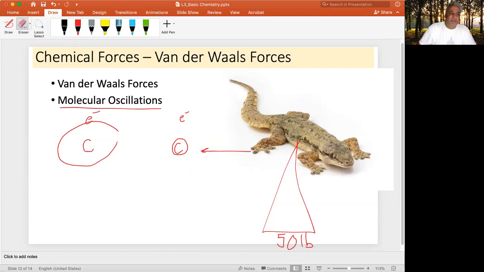But again, when the electrons move once more to their new positions, because they're in synchronization, when that one's facing that way, this electron from this carbon is facing that way. Now there's an attraction this way. And when the electrons go to 6 o'clock on both atoms, then the attraction goes away. So you would expect that the gecko would fall off when the electrons are in a different position.